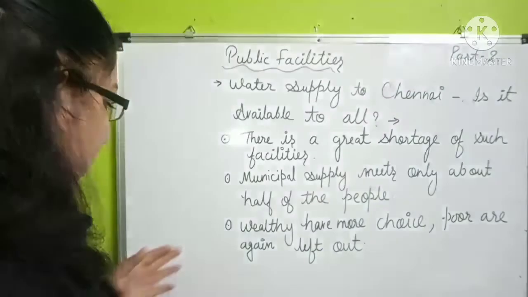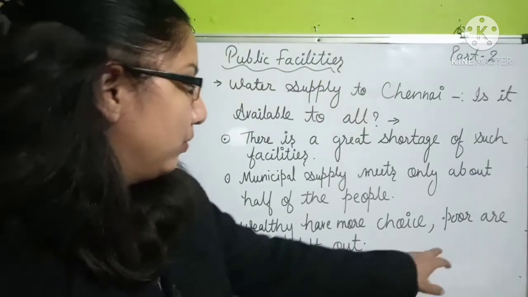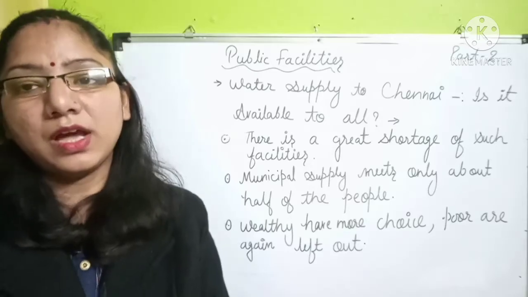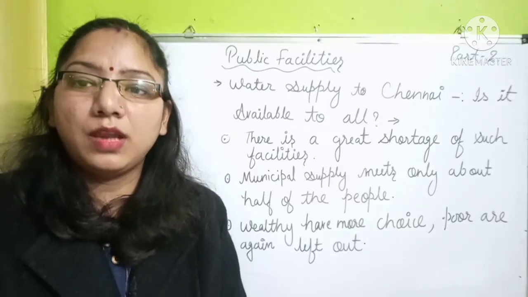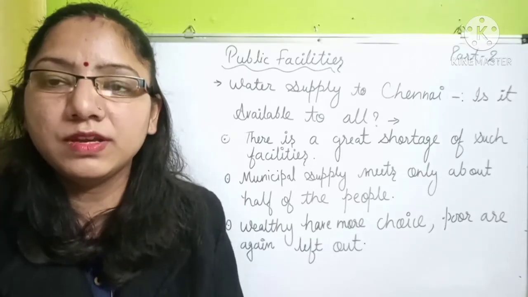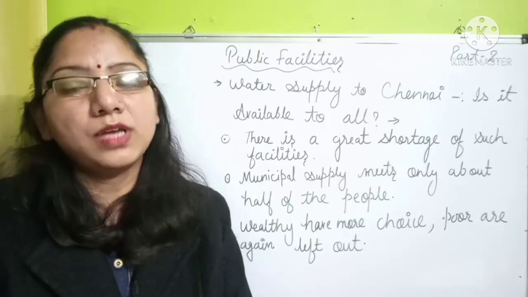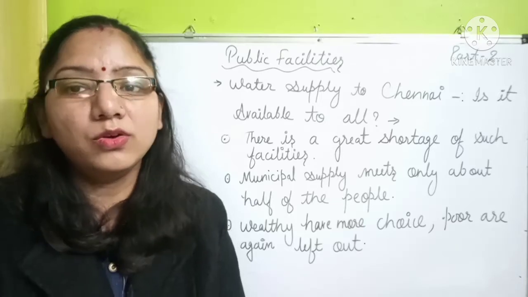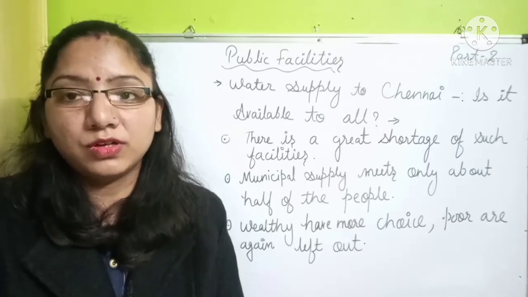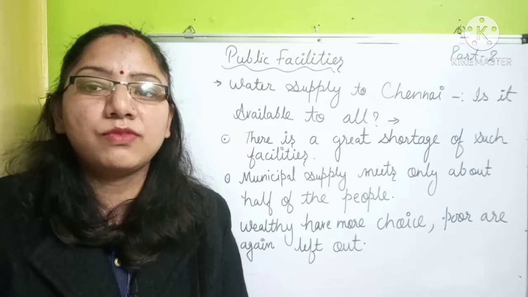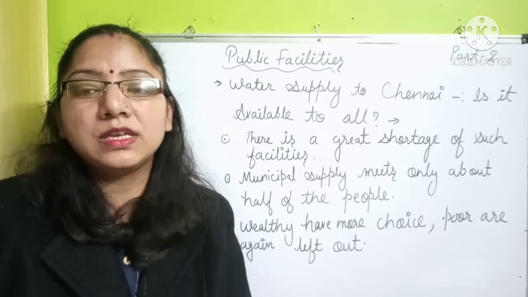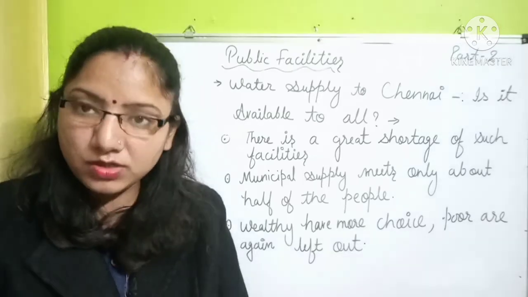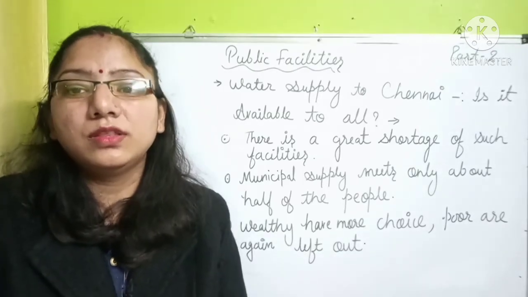In the next point, you can see the wealthy have more choice, the poor are again left out. It means the wealthy people, the rich people living in posh areas, the prosperous rich people, have a lot of choices to get water from the municipality, from private facilities, and many more. They even have pumps and motors to get the water with force.